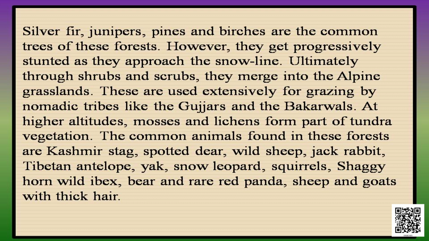At higher altitudes, mosses and lichens form part of the tundra vegetation. The common animals found in these regions are Kashmir stag, spotted deer, wild sheep, jackrabbit, Tibetan antelope, yak, snow leopard, squirrels, shaggy horn ibex, bear and the rare red panda, and sheep and goats with thick hair.